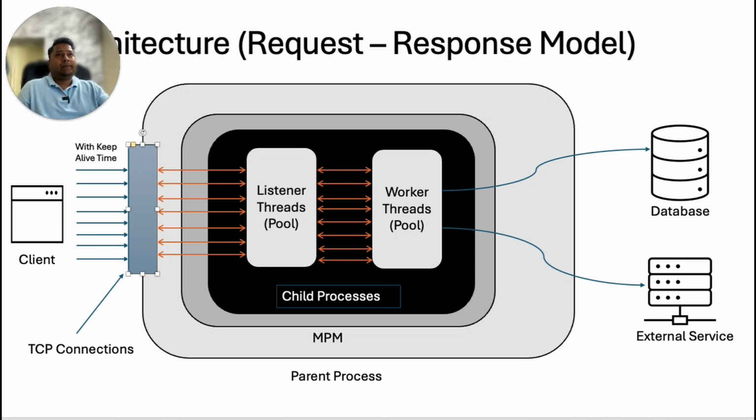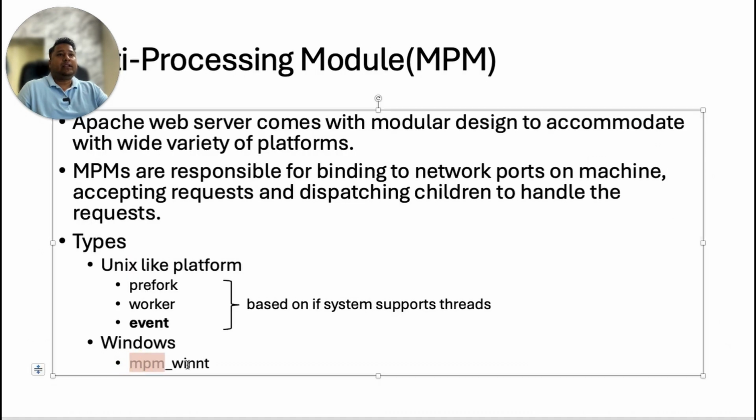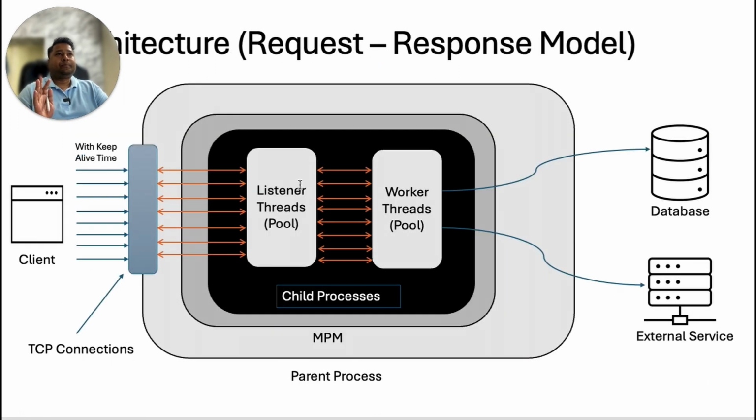The way this architecture works, this kind of MPM is for Windows, and this kind of event MPM is for Linux based systems. So you have the MPM, this bigger box, and as I said, when you start your Apache Web Server, it starts as a parent process, the main process. Then it will create multiple processes. Let's say those are your child processes. I created this diagram myself, I have not copied it.